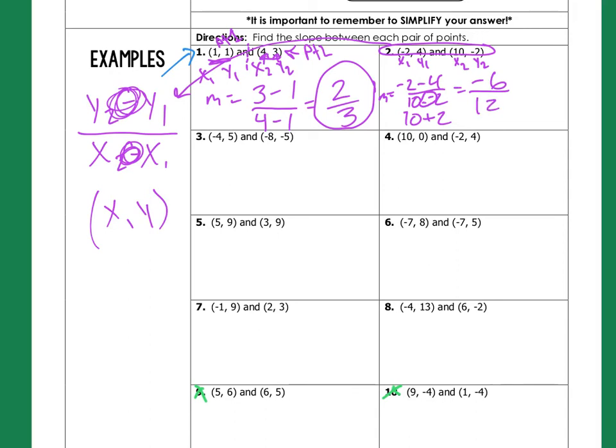Then you just need to simplify that further. And to do that, I'm going to figure out what's a common number between 6 and 12. Hopefully, you're saying 6. So -6 divided by 6 is a -1. 12 divided by 6 is 2. And so I have my slope, which is -1/2.